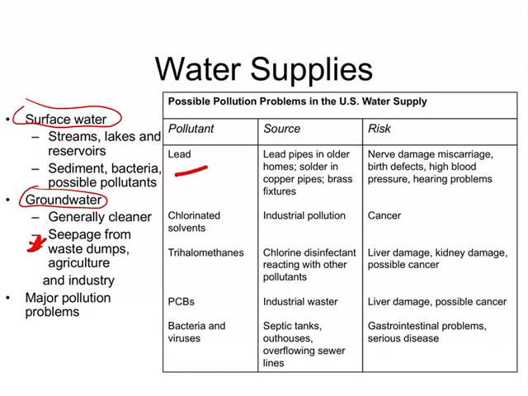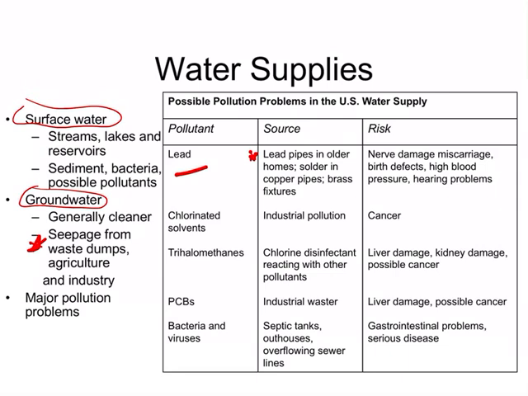Okay, so this is just showing you some major pollutants. Lead: lead pipes are in older homes. They don't make lead pipes in newer stuff, but we still have a lot of older homes that have these issues. Chlorinated solvents, these are industrial pollutants. Whenever we clean water, we use a lot of chlorination, but if there's too much, it can cause cancer. There are obviously some risks involved with that.